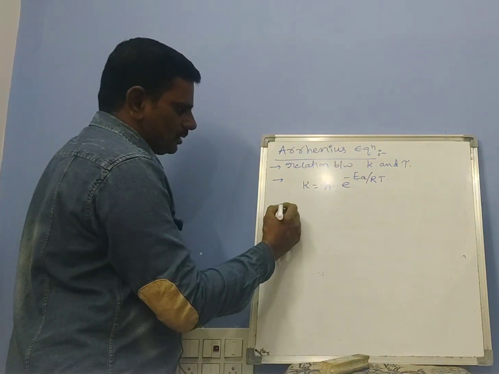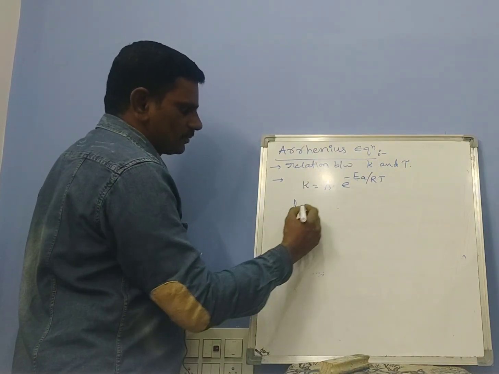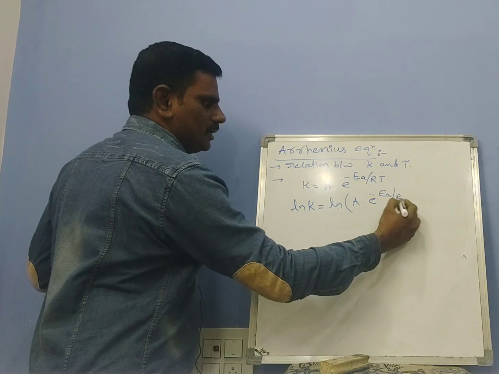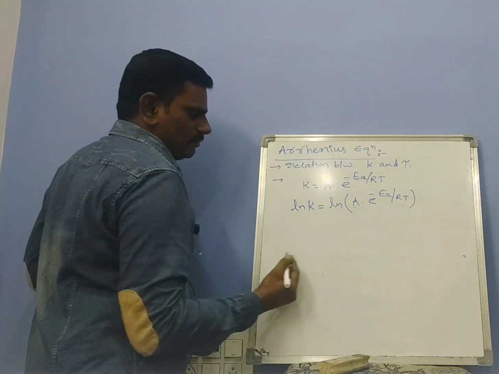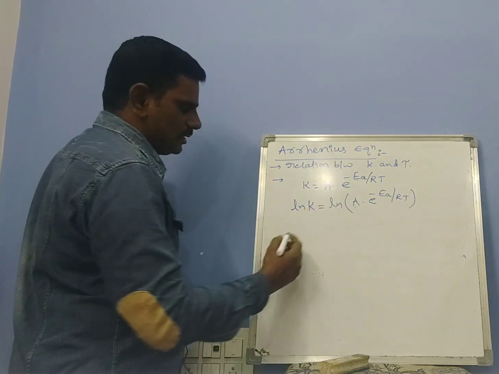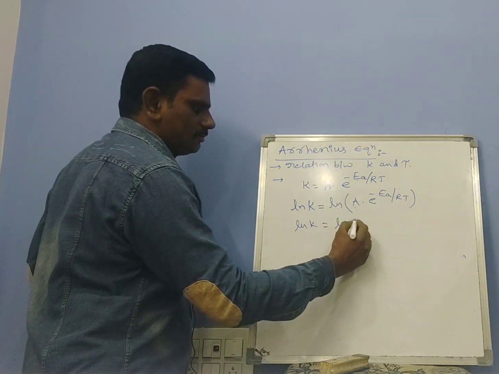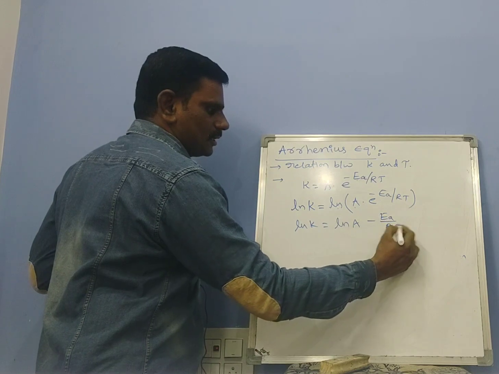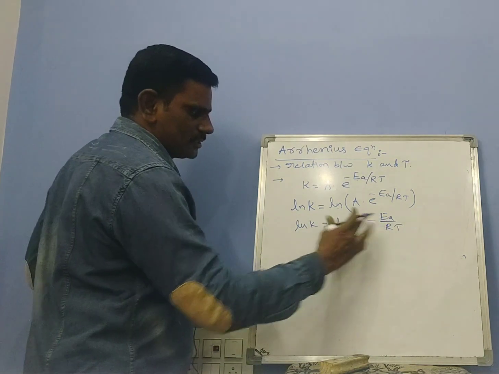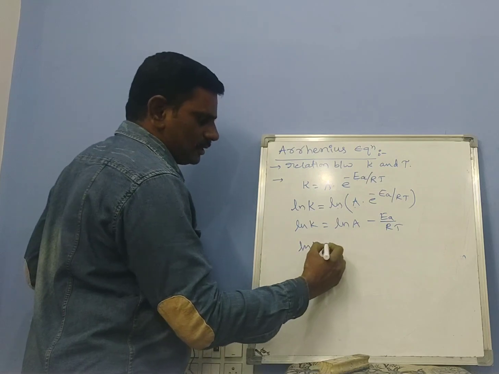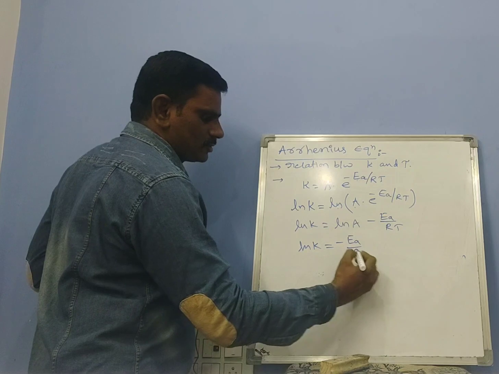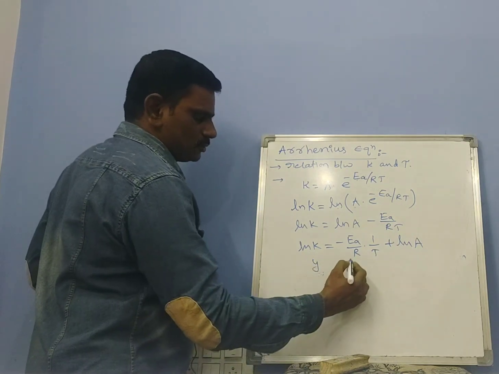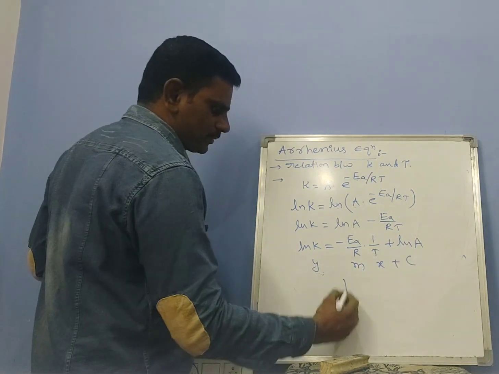See here, when we apply logarithm to this, ln k equals ln of A e^(-Ea/RT). Log AB form, log AB equals log A plus log B. According to that, ln k equals ln A, and ln e cancelled. So we have minus Ea by RT. For our convenience, for getting a graph, I just rearrange these terms like this. ln k equals minus Ea by R, of course they are constant for that reaction, into 1/T plus ln A. So it seems to be y equals mx plus c. We draw a graph.